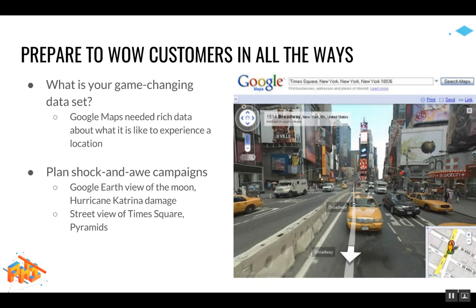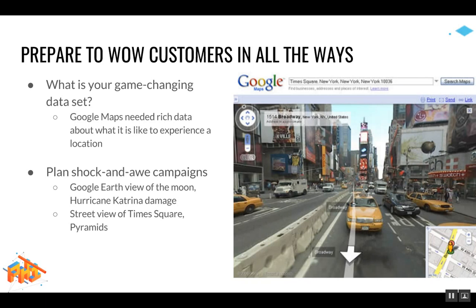And this is what powers their shock and awe campaigns. In 2005, again, Google Earth was used to showcase views of the moon, but then more importantly, they had a campaign where they showed the damage of Hurricane Katrina. They showed you in a way that was very visceral exactly what shifted. And this is one of those moments where you realize digital gave you the ability to also look backwards as well as look forwards in many ways.